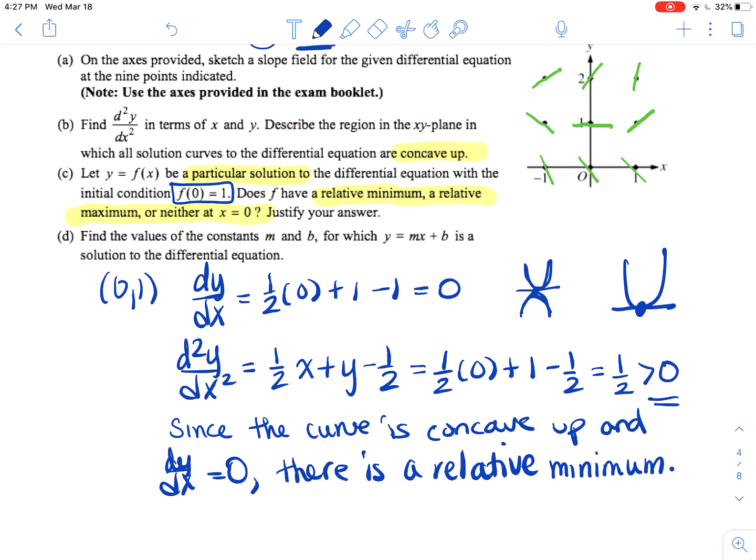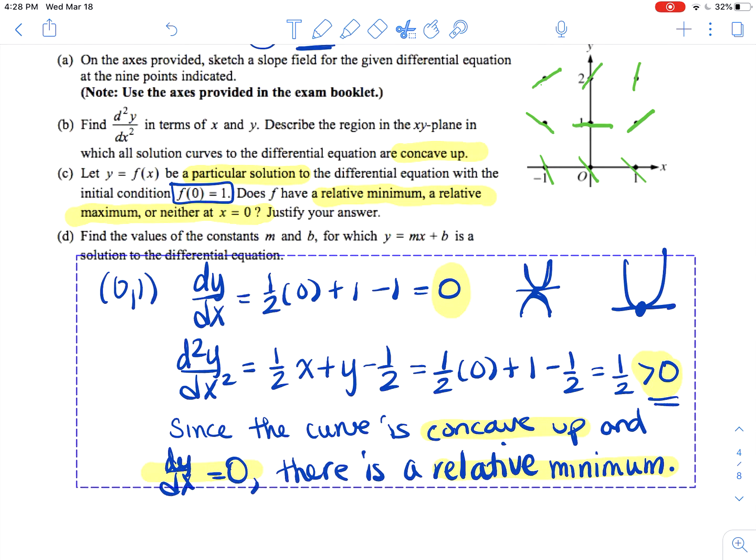If you see any questions like that that ask you for relative min, relative max, or neither, the first thing you do is check that the derivative comes out to be 0. If the derivative wasn't 0, there's no possible way that it's a turning point, and then you're just finished and you say neither. If the derivative comes out to be 0, you check the second derivative, see if that comes out to be positive or negative. Therefore, the fact that it's positive, concave up, and a derivative that's 0 is what yields a relative minimum.